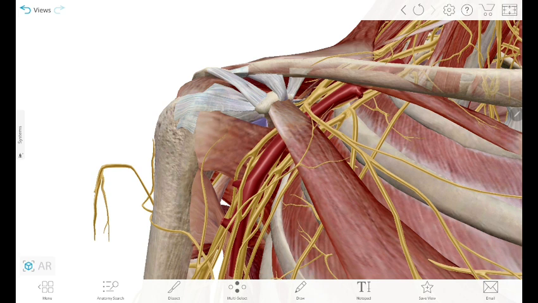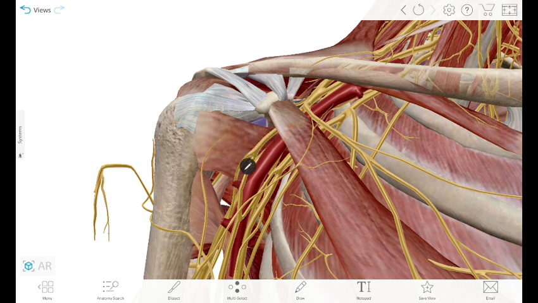So, as we know that the cords of the brachial plexus are named as the medial cord, the lateral cord, or the posterior cord based on the relation to the axillary artery. So this over here is the axillary artery, the cord which lies medial to it, like this cord, is the medial cord.